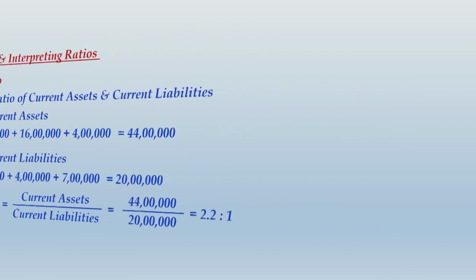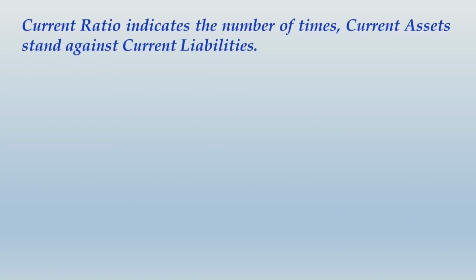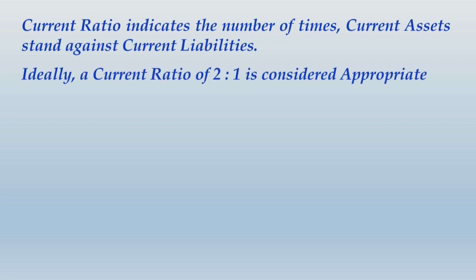Let us move ahead and continue writing further. Current ratio indicates the number of times current assets stand against current liabilities. Ideally, a current ratio of 2:1 is considered appropriate. Now, this line is a general line that you can write up in all your answers, that the ideal ratio in terms of current ratio is considered as 2:1, which implies that your current assets should be twice the amount of your current liabilities.